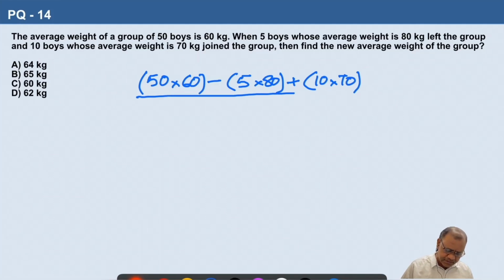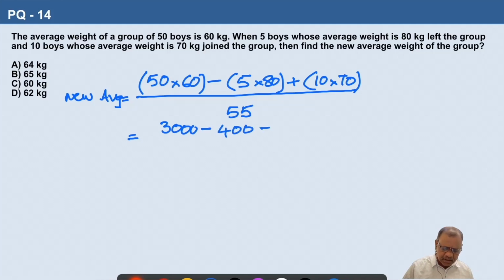Here we have to divide by the new number of boys. Initially there were 50 boys, from that 5 left and then 10 were added, so overall 5 added. It becomes 55 boys overall. If you divide by 55, you will get the new average. Simplify this: 50 into 60 is 3000, 5 into 80 is 400, 10 into 70 is 700, divided by 55.